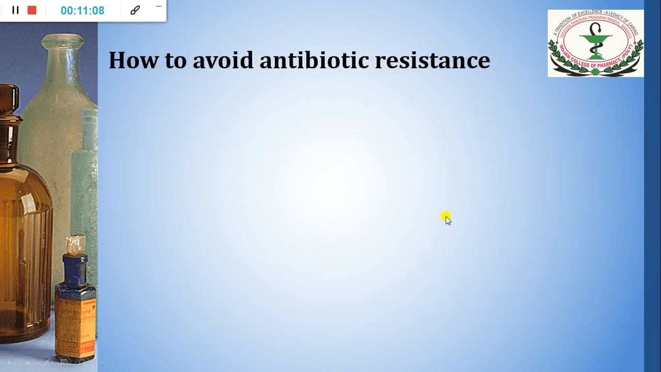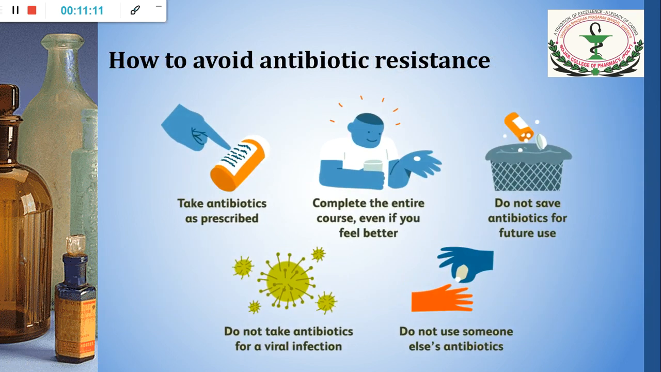And the last one: how to avoid antibiotic resistance. As you know, most microorganisms develop resistance to antibiotics. To avoid the resistance developed by bacteria towards an antibiotic, there is a role of the doctor and the pharmacist, and also a role of the patient. So what does the patient have to do? Take the antibiotic as prescribed. Whatever antibiotic is prescribed to you, you have to complete the entire course.